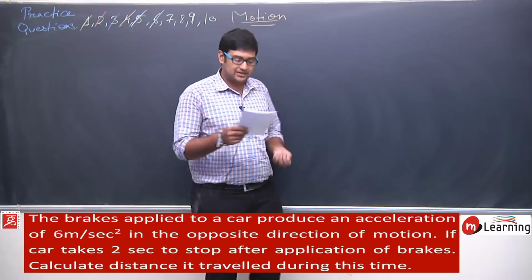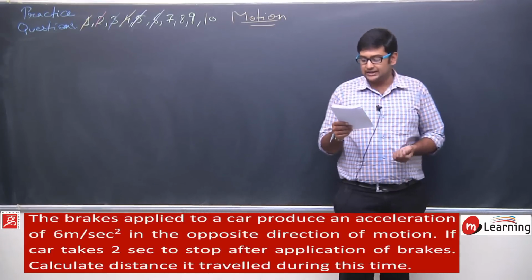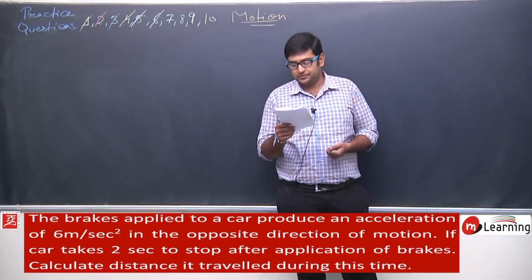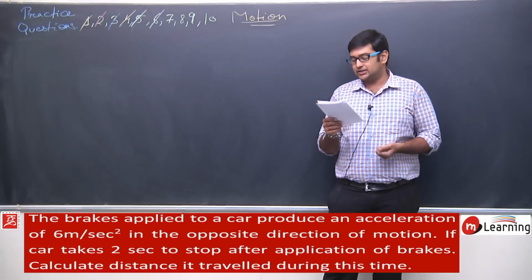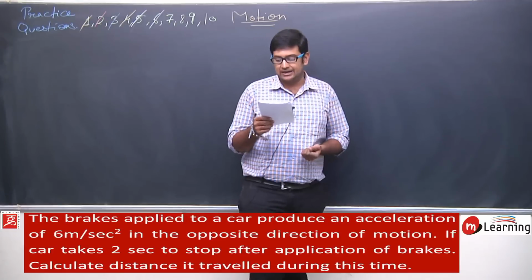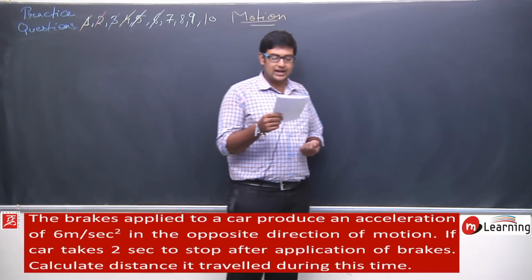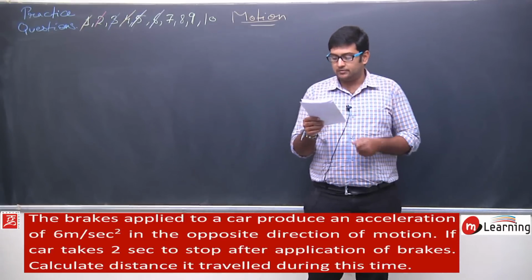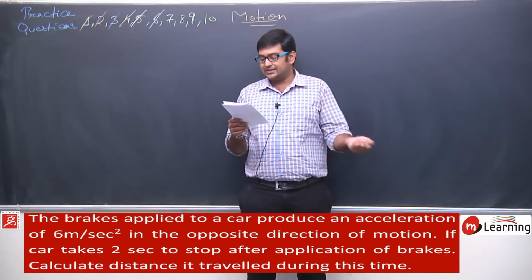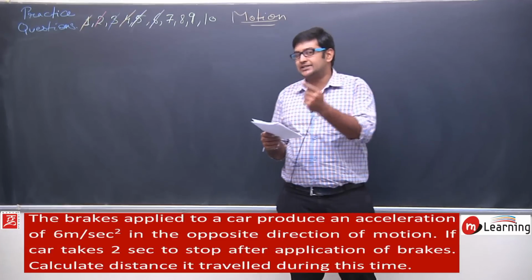Okay, let's solve question number 7. It says the brakes applied to a car produce an acceleration of 6 meters per second square in the opposite direction of motion. If the car takes 2 seconds to stop after the application of brakes, calculate the distance it travels during this time. So the question says that there is a car which is moving with some speed, and the brakes are applied to stop the car, and the acceleration for these brakes is 6 meters per second square in the opposite direction of motion.